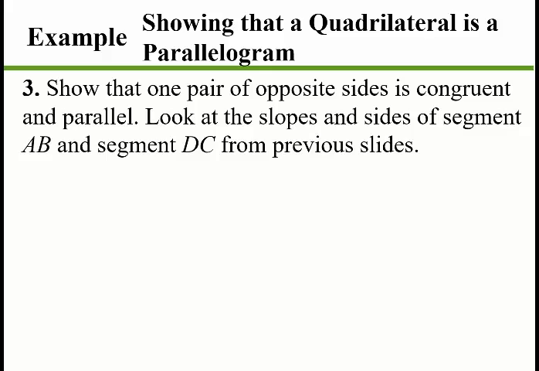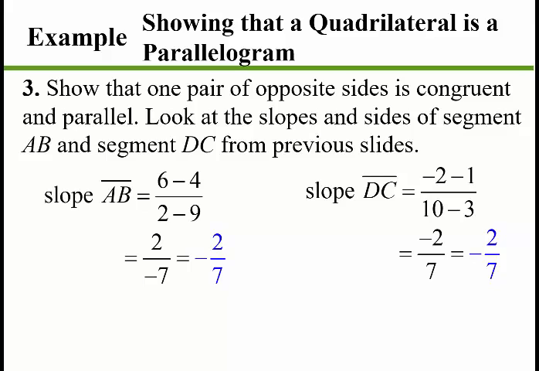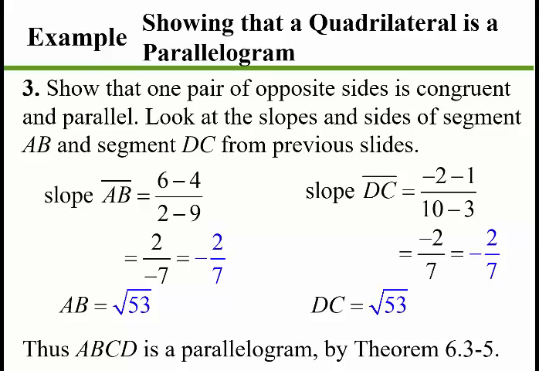And then finally, you can show that one pair of opposite sides is congruent and parallel. If you look at the slopes and the side lengths of AB and DC from the previous slides, you see that their slopes are the same. They have the same distance, so they're congruent and they're parallel. So you can say that ABCD is a parallelogram by that final theorem, 6.3-5.